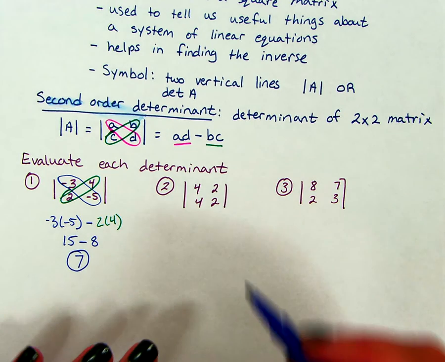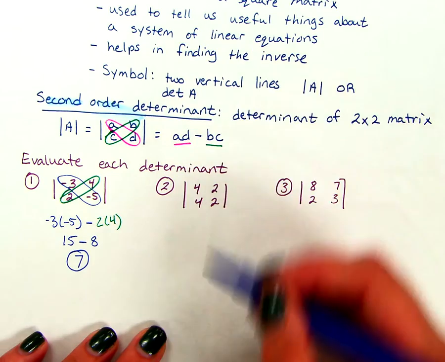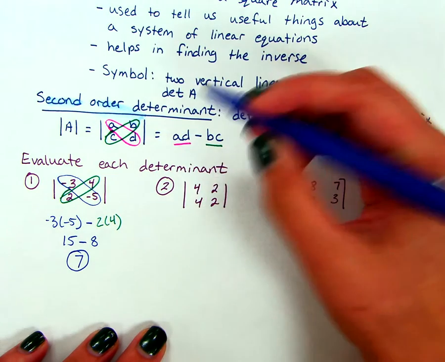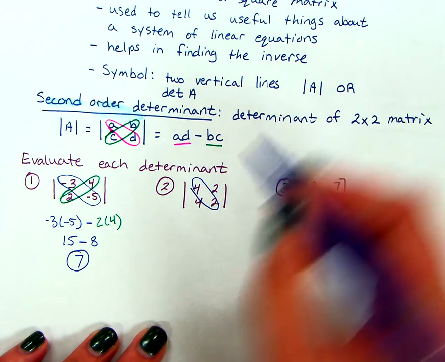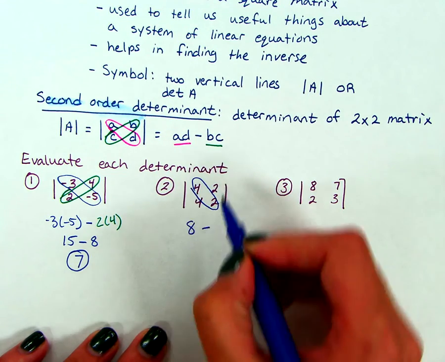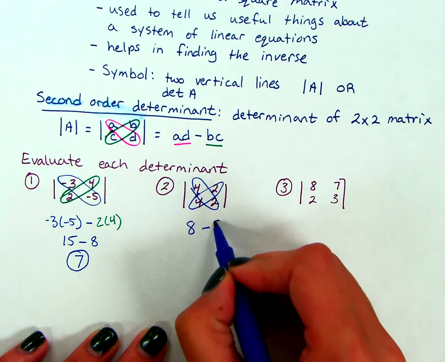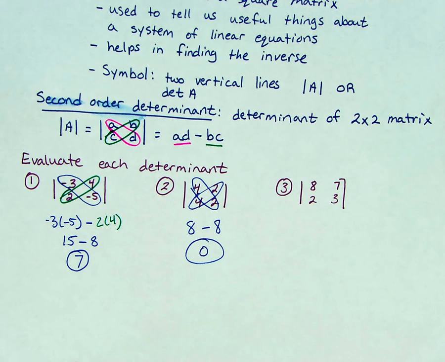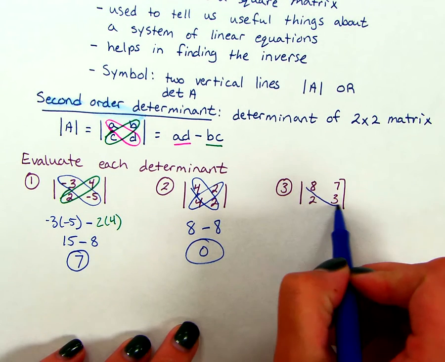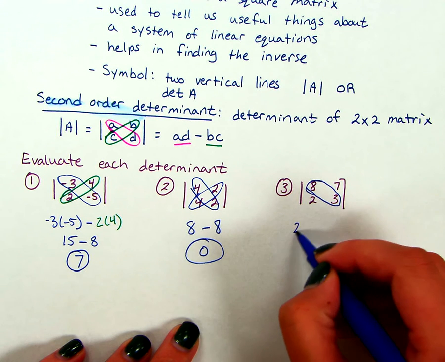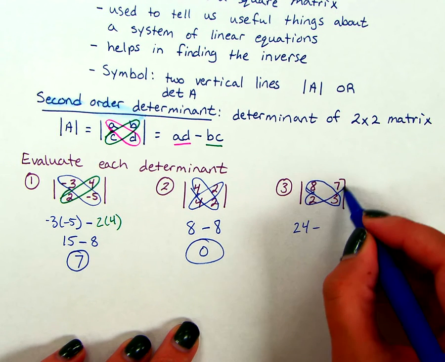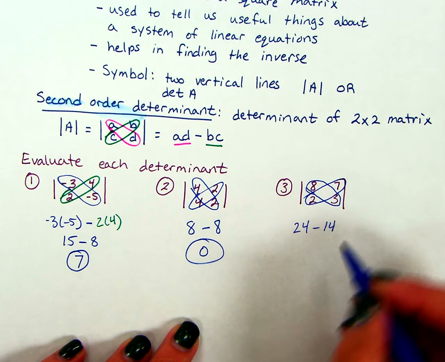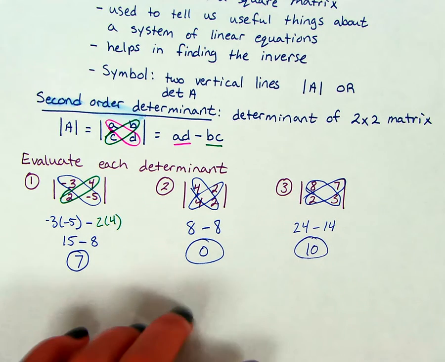Okay, so our next problem, again, forward diagonal, so 4 times 2 gives us 8. And backwards, 4 times 2 again is also 8, so that gives us 0. So 0 is the determinant. And the last one, so again, 8 times 3 is going to be 24 minus 2 times 7, so 14, so our determinant is 10.